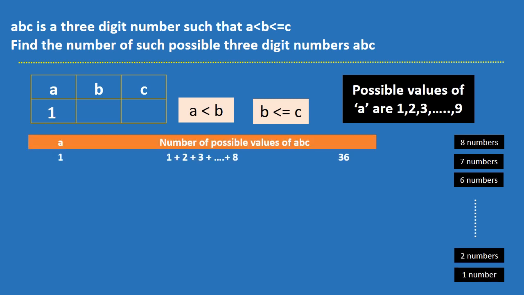So when A is equal to 1, the number of possible values of the 3-digit number ABC is 1 plus 2 plus so on up to plus 8. That is what we have just seen. The total is equal to 36. Similarly, we can calculate the values for A equal to 2, A equal to 3, A equal to 4, and so on up to A equal to 9.